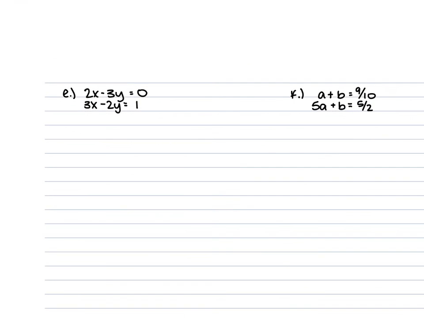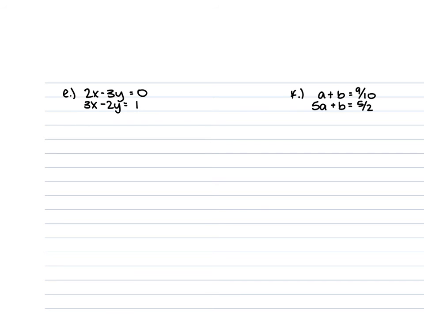For E, we have 2x minus 3y is equal to 0, and 3x minus 2y is equal to 1. For these, we do not have opposites, so we need to figure out what do we want to get rid of, our x or our y. In this case, we cannot multiply anything by that top equation to just cancel out an x or a y. Same thing with the bottom.